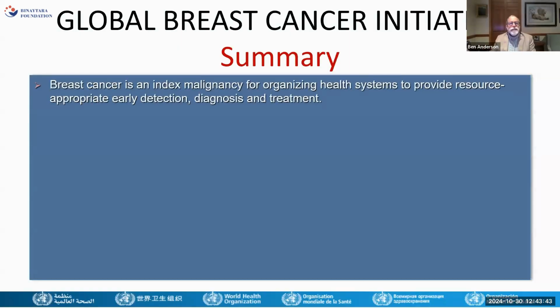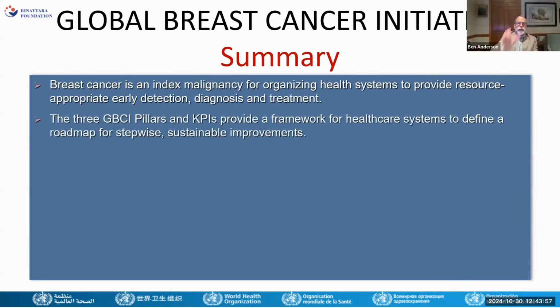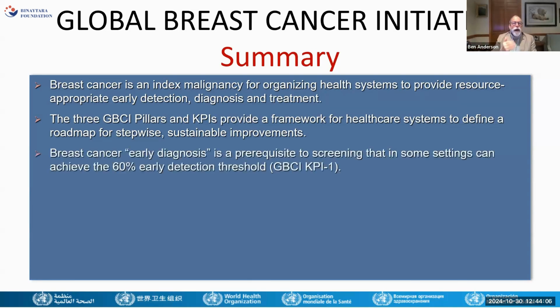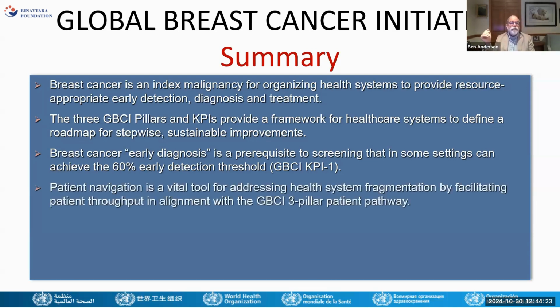So in summary, breast cancer we see as an index malignancy for improving outcomes because it helps develop systems for optimizing resource-appropriate strategies for early detection, diagnosis, and treatment. Those 3 pillars, early detection, prompt diagnosis, treatment to completion, define a roadmap based on the patient pathway. By thinking of that early diagnosis, mammographic screening is not the starting point. Clinical detection is the starting point. And the question is, do we get to screening down the road? You don't build the penthouse when the foundation is not yet built to get to that 60% threshold.